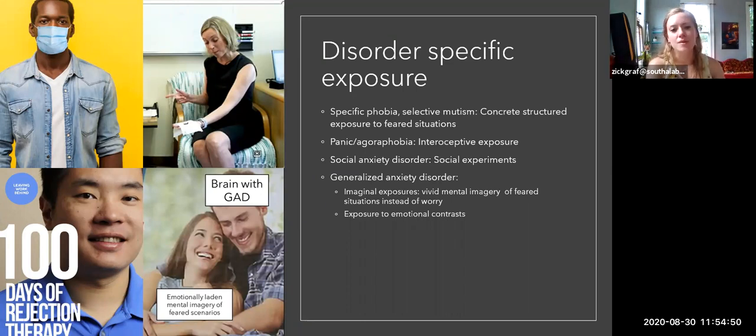And similarly, people with GAD often benefit from exposure to emotional contrasts. So actually encouraging them to relax first and then try to elevate their emotions. So first relax and then put yourself in a stressful situation, or then have vivid mental imagery of your feared outcome happening, to again prove that the thing that they're using worry to avoid isn't actually that bad, and they can tolerate that thing without avoiding it through worry.